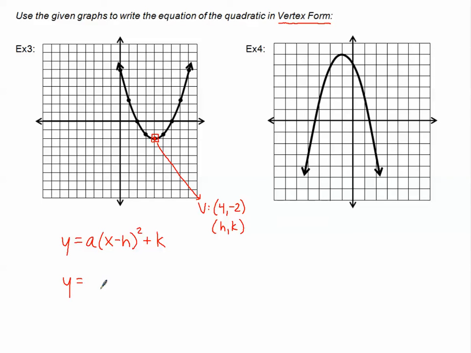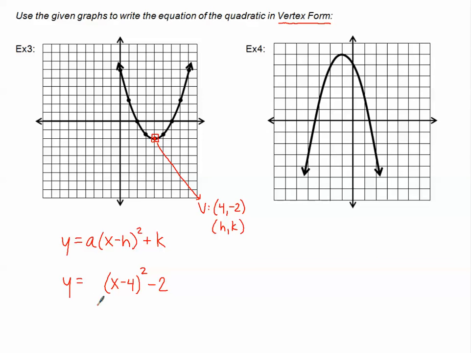Y equals, I'm going to leave a spot for a, there's going to be a number that goes here, so my parentheses x minus h. H is 4, so this is x minus 4. Don't forget the squared, that's what makes it a quadratic, and then plus k. So k is a negative 2. I could put plus negative 2, or I could simply put minus 2. So we need to go and figure out what a is now.